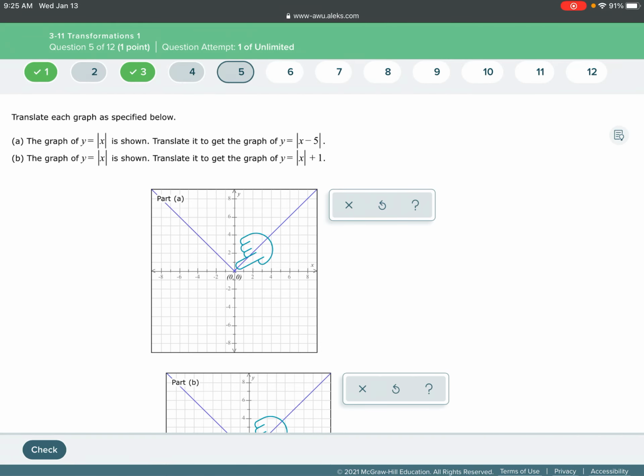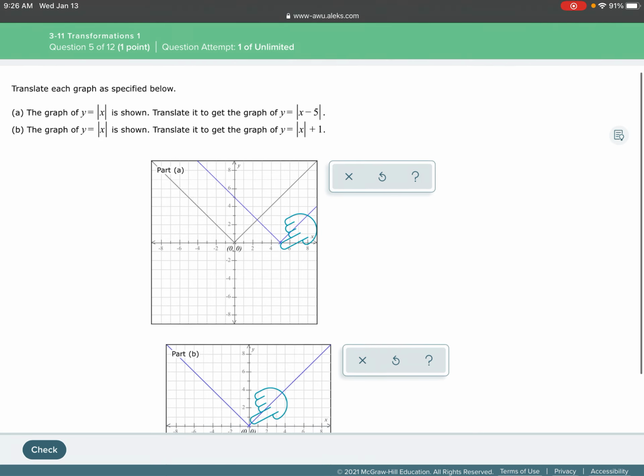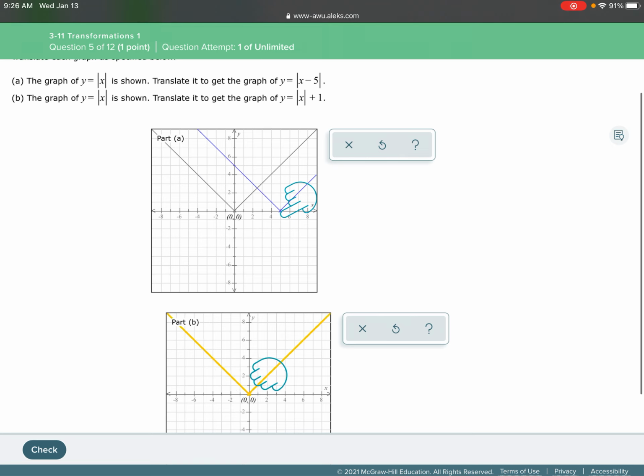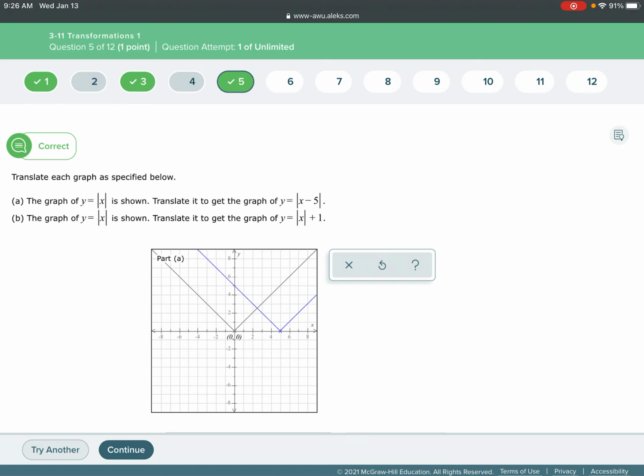And what we're going to do is we're going to apply the same idea. So notice that for the first one, we have x minus 5 inside of the absolute value function. So remember, again, inside, minus goes to the right, plus goes to the left. So we're going to translate this 5 to the right. On the one below that, notice the plus 1 is outside of the absolute value. So that one we're going to go up 1. Check our answers. We got them right.